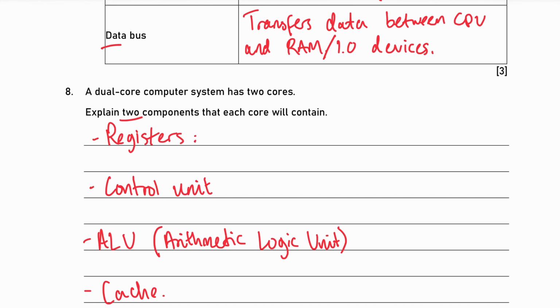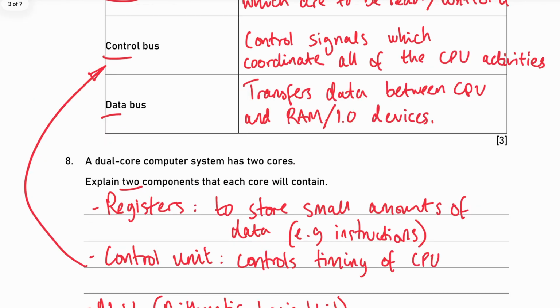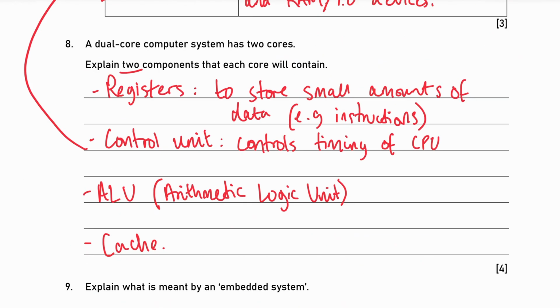So if we talk about the registers, we would say registers are used to store small amounts of data, for example, instructions. If you're talking about the control unit, this controls the timing of the CPU and links heavily with the control bus from earlier. So the control unit and the control bus work together. The ALU, which a lot of my students tend to find easy to remember, performs calculations, keyword being arithmetic. You should know what arithmetic means, so that the ALU performs arithmetic, and just to be safe, it also performs logical expressions as well.